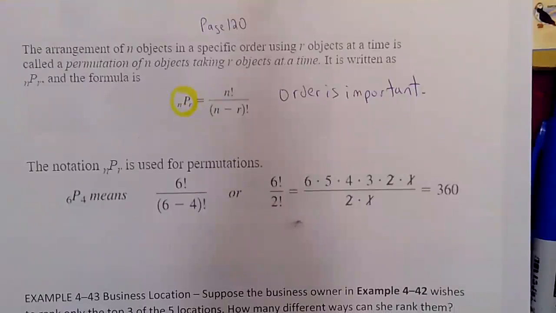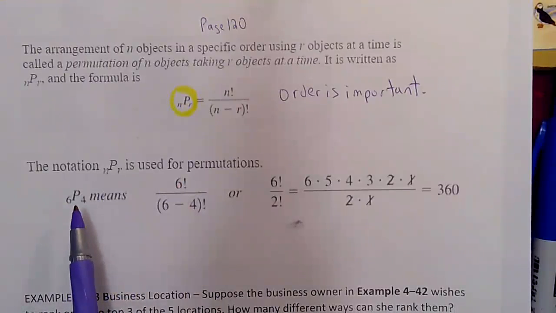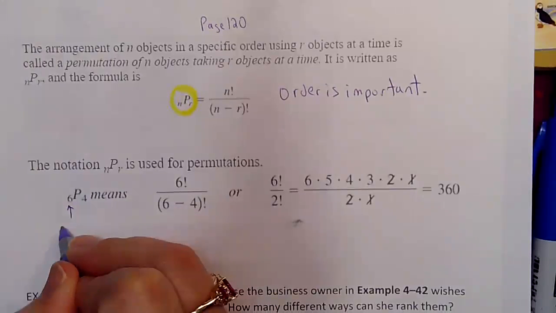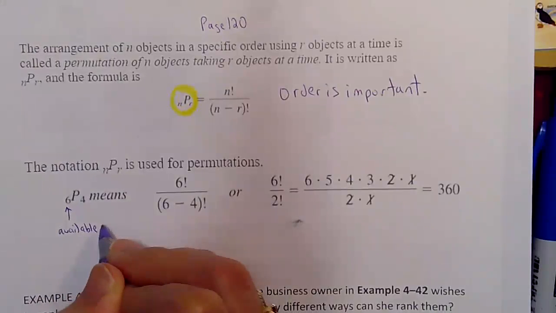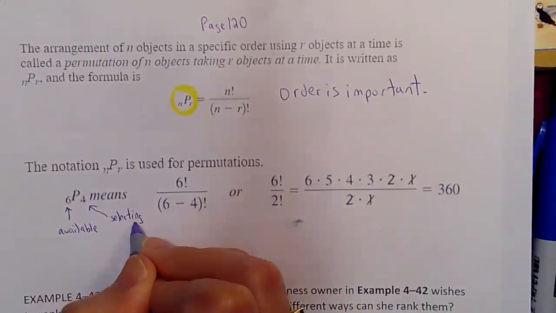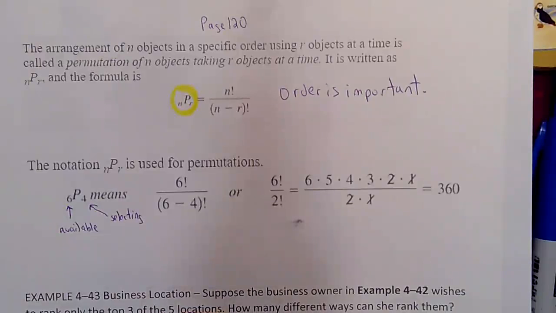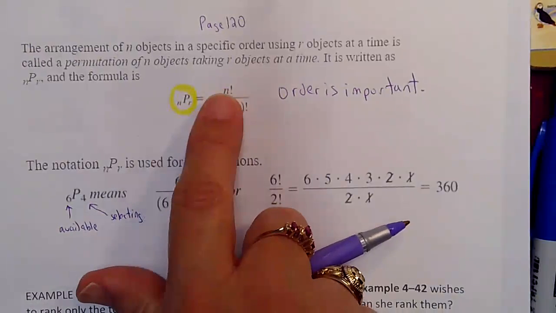Okay, so here's an example where they're doing it by hand. The notation nPr is used for permutations, 6 permutation 4. This means you have 6 available, and this is how many you're selecting. 6 available, and you're choosing 4. And they have 6 factorial, because this is their n. See how n is 6 here.